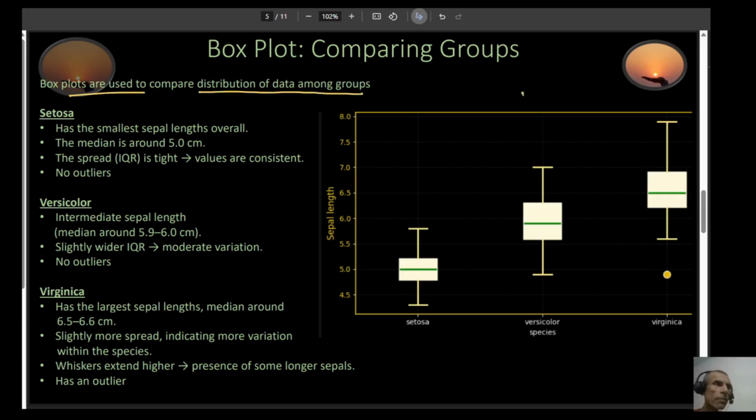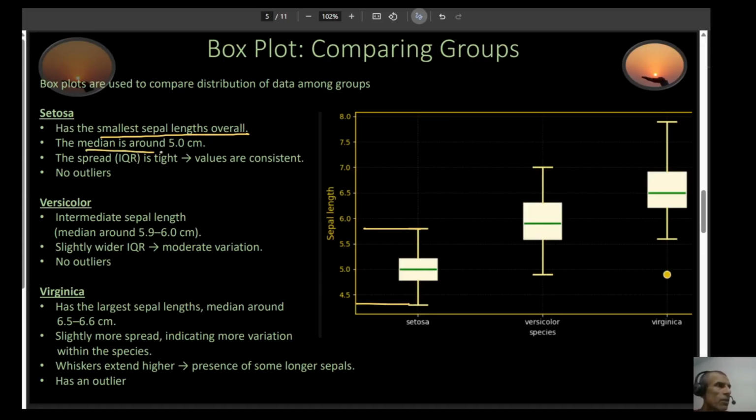So I have plotted a box plot of the iris dataset, and there are three different categories over here: Setosa, versicolor, and virginica. Okay, so let's look at the Setosa first. You can see that it has the smallest sepal length overall, and it extends from here to here, which is 4.1 maybe to 5.6, something like that.